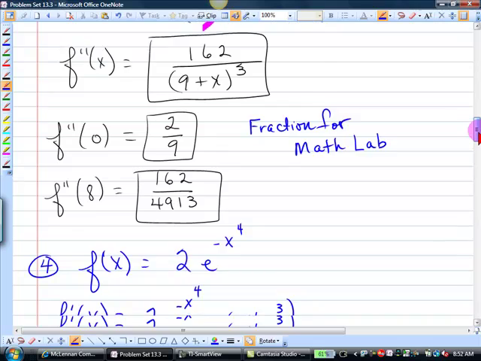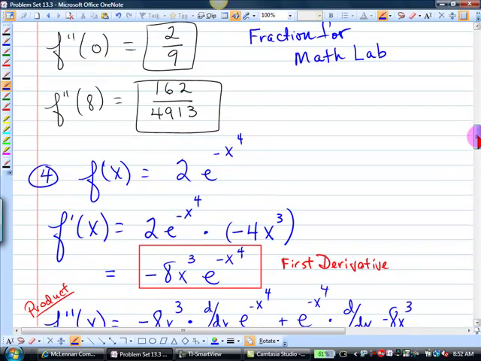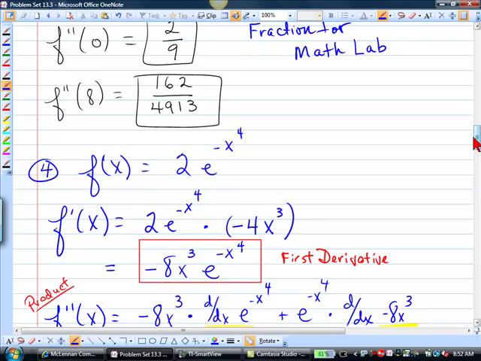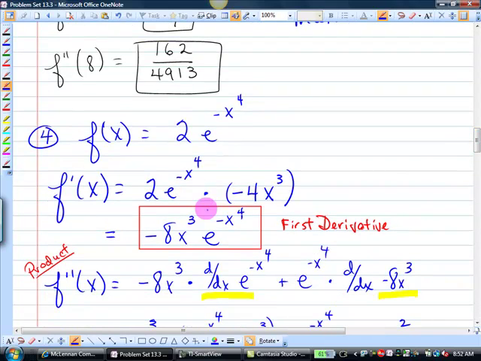All right. Number 4. The first part of that's not too bad. It's got e to the x in there, and remember that when we have e to the x or e to the u, there's that rule for that, okay? The derivative of that is the original, 2e to the negative x to the fourth, times the derivative of that thing. What's the derivative of negative x to the fourth? Negative 4x cubed. Okay? So don't forget to do that.